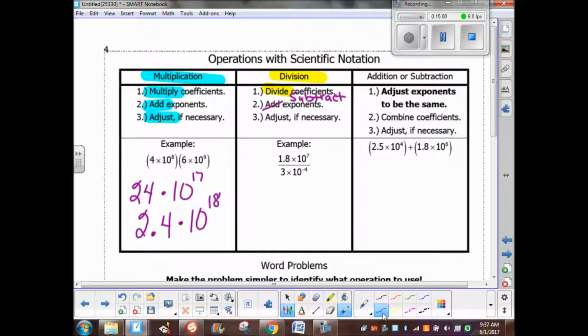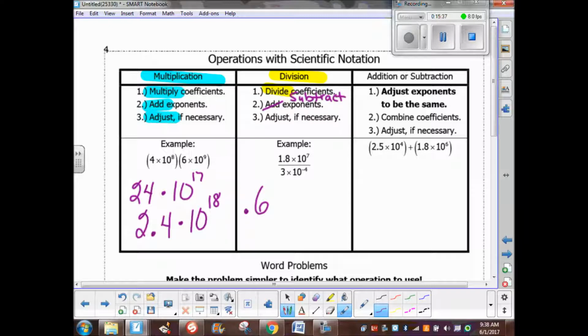Divide those exponents. 1.8 divided by 3. Lily. 0.6. Type into your calculator right now. 1.8 divided by 3. It's 0.6. Yeah, 0.6, yeah. See, look. What is it? 0.6. There we go.